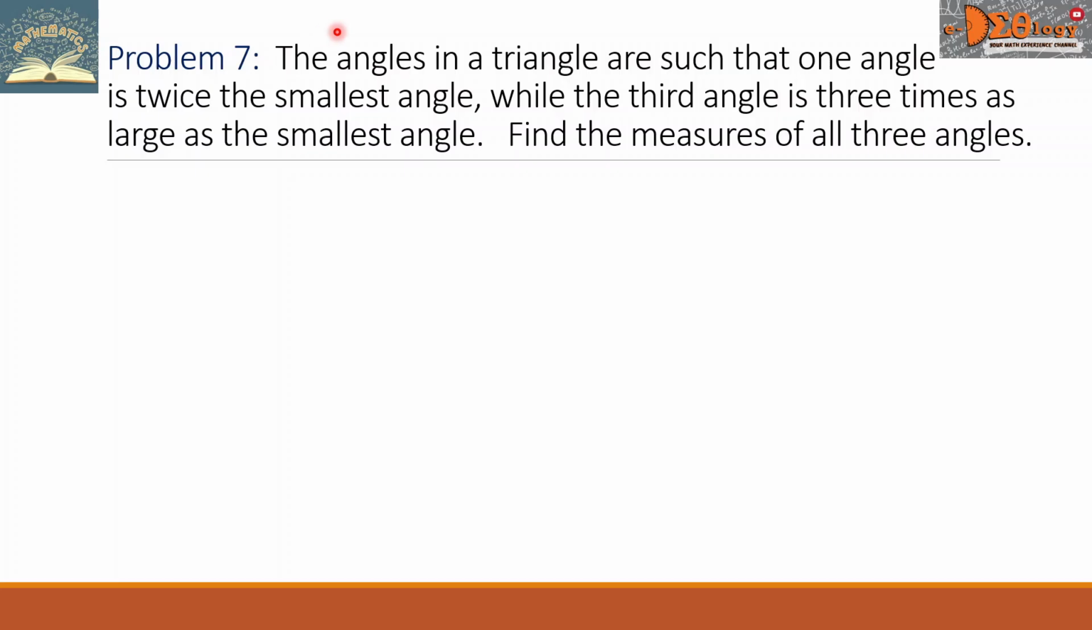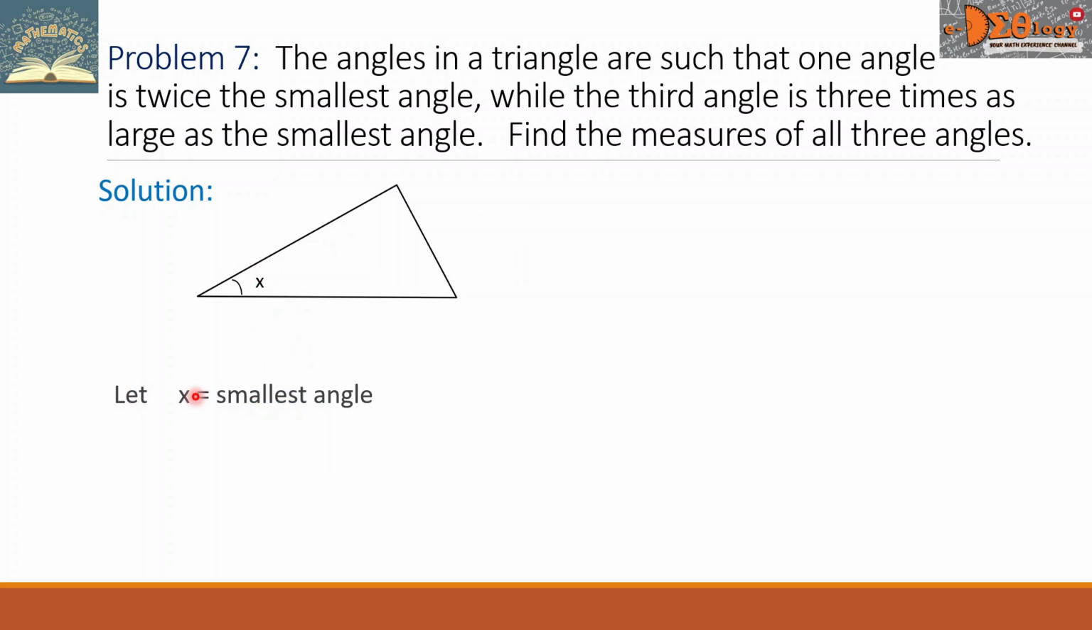Problem 7. The angles in a triangle are such that one angle is twice the smallest angle, while the third angle is 3 times as large as the smallest angle. Find the measures of all three angles. Let us draw one triangle. We assume the smallest angle to be the x. Now for the y, it says this is twice the smallest angle. So for the y, we write 2x.